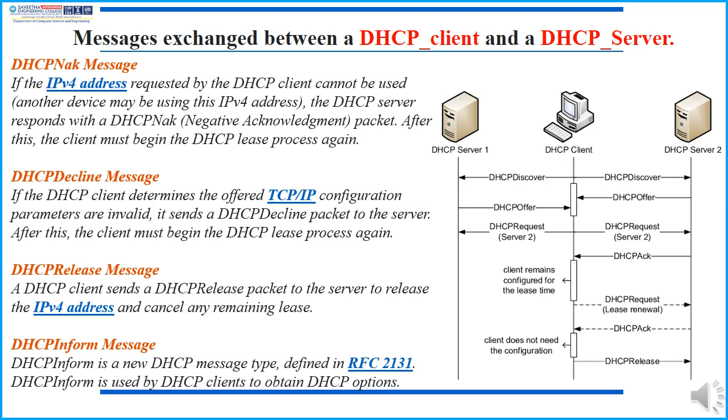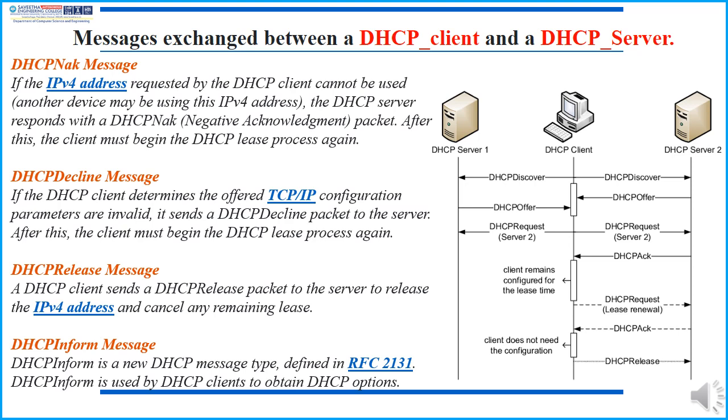Next one is the DHCP decline message. If the DHCP client determines the offered TCP/IP configuration parameters are invalid, it sends a DHCP decline packet to the server. After this, the client must begin the DHCP lease process again.